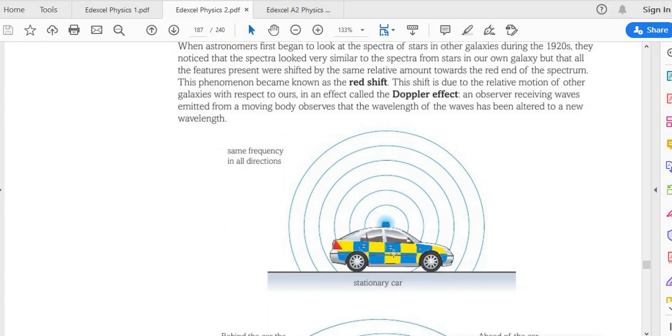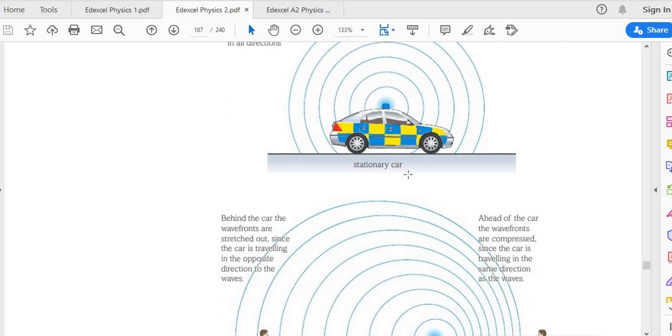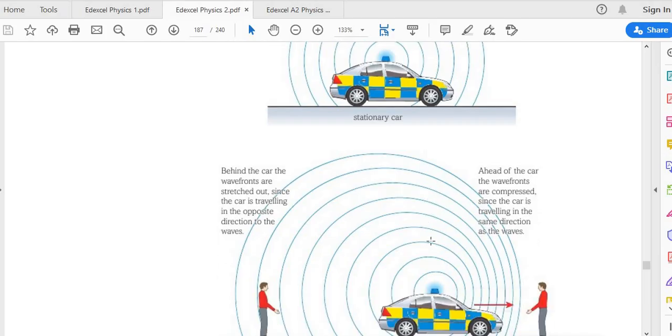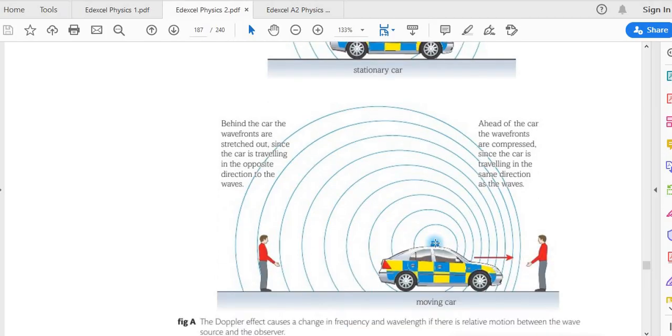Now you can see this is when the car is stationary. The waves that it emits will have the same frequency and the same wavelength. The frequency of the waves it emits is not changing. It's emitting at a constant frequency. So they have the same wavelength when the waves are emitted. But what is changing is the observed frequency. The emitted frequency remains the same. So if the car is stationary, the emitted frequency and the observed frequency will be the same. But if the car is moving, the emitted frequency is still the same, but the observed frequency will be different.